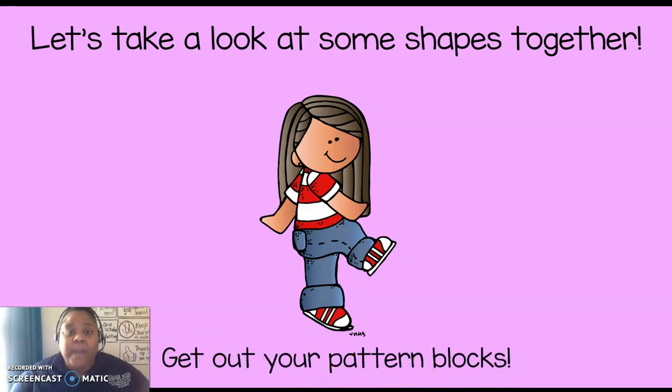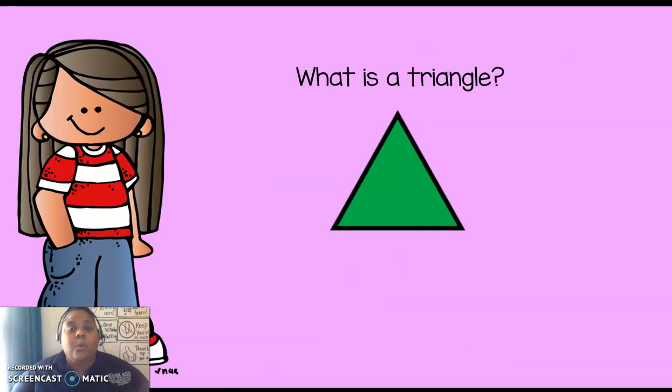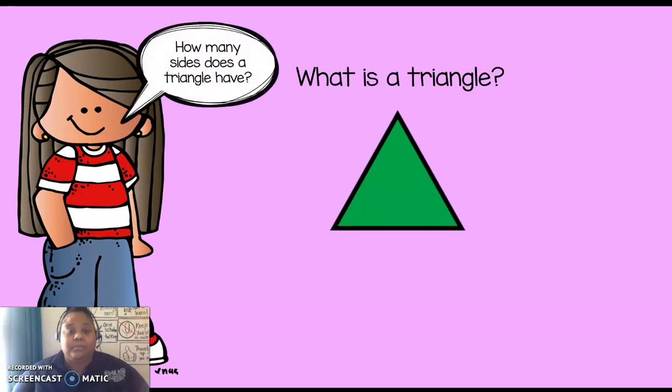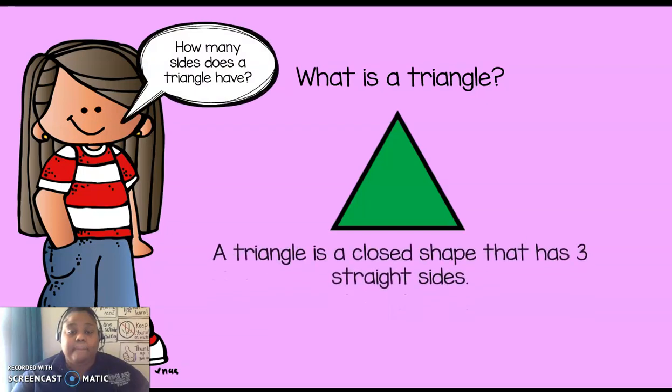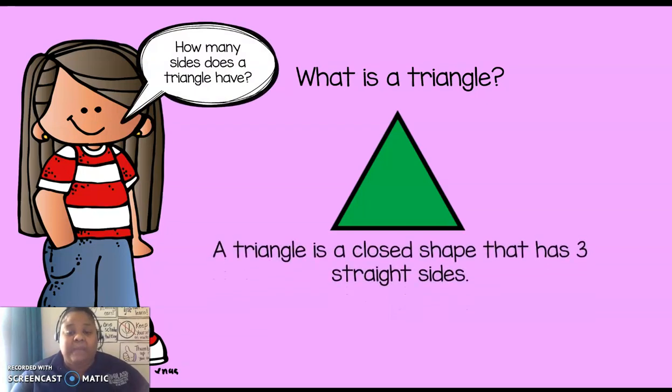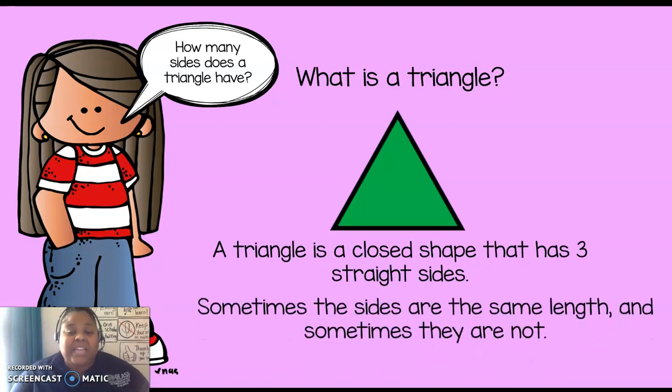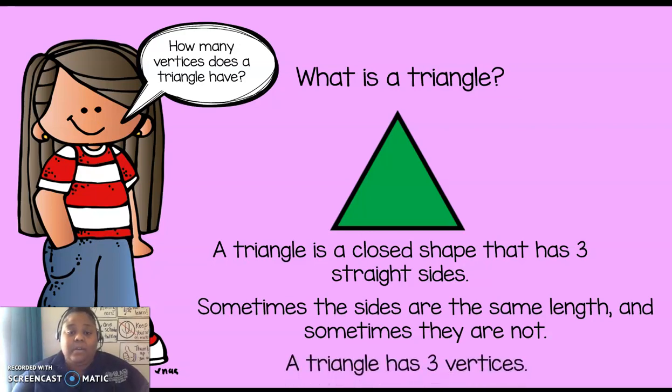And remember, if you don't have pattern blocks, just pay attention to the screen and I will show you the shapes. What is a triangle? How many sides does a triangle have? A triangle is a closed shape that has 3 straight sides. Sometimes the sides are the same length and sometimes they are not. How many vertices does a triangle have? A triangle has 3 vertices. Remember, the vertices are another word for corners.